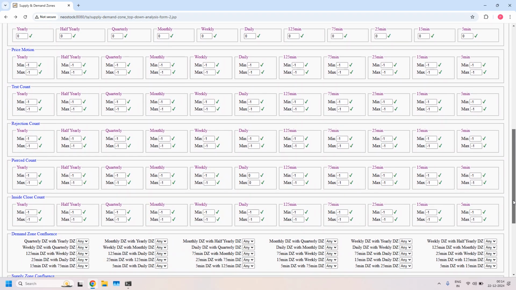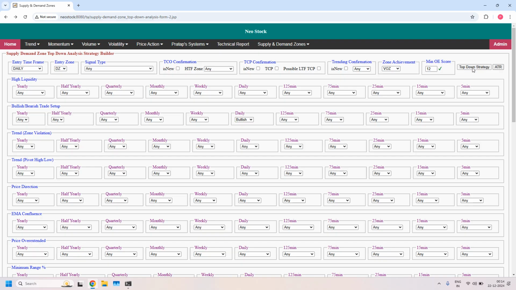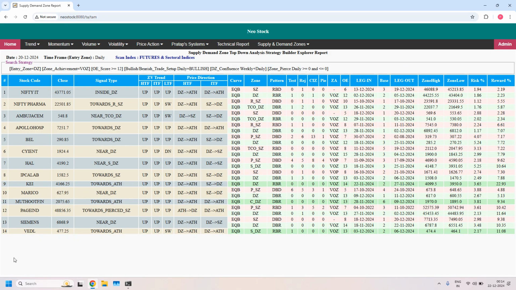So in the demand zone confluence, LTF is daily, ITF is weekly. So I am setting the filter daily demand zone with weekly demand zone confluence. With this filter, out of 19 stocks, we got 14 stocks. That means these 14 daily demand zones are part of the weekly demand zone.